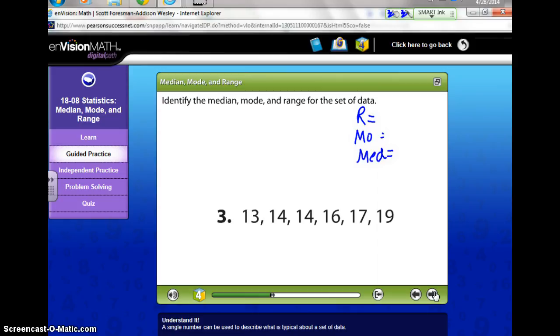All right, Aiden, what is the range? The highest minus the lowest, 19 minus 13 would be 6. He's correct. How about the mode?